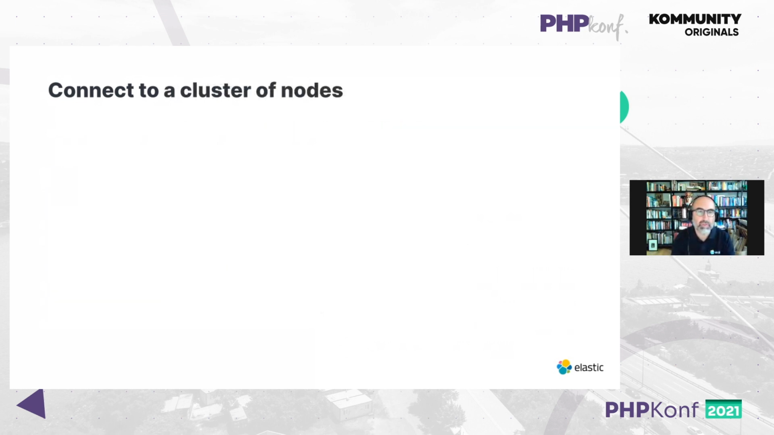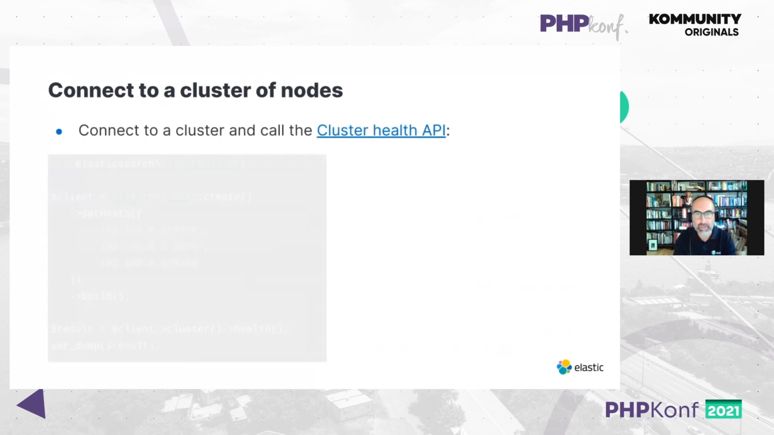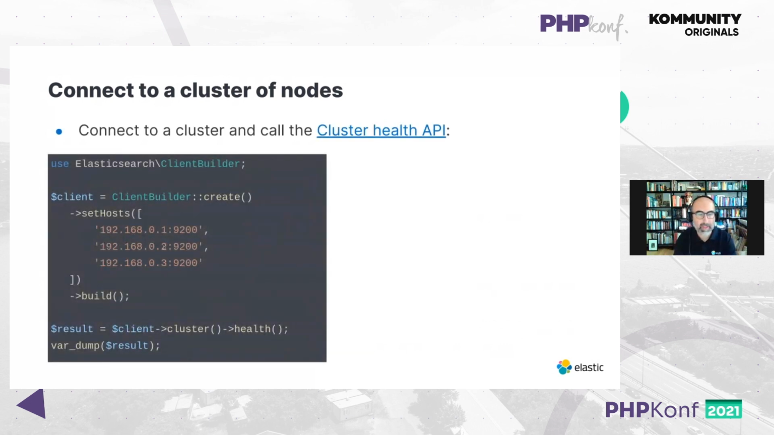Okay, imagine now that we want to connect to a cluster of nodes, not just one instance, but a set of nodes. How can we do that? Very simple. We can just specify the list of the IP addresses with the specific port in the setHosts. For instance, here we are specifying a cluster of 3 nodes, and that's it. We don't have to do anything more. For instance, if you want to call the cluster health API that gives you information about the health, the status of your cluster, we can just perform this endpoint, cluster health.